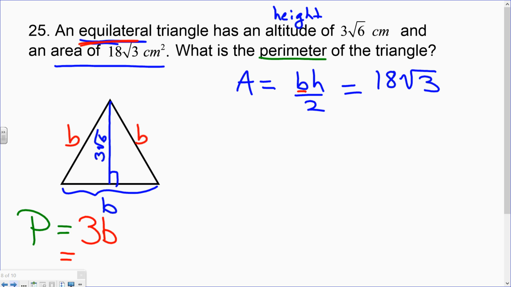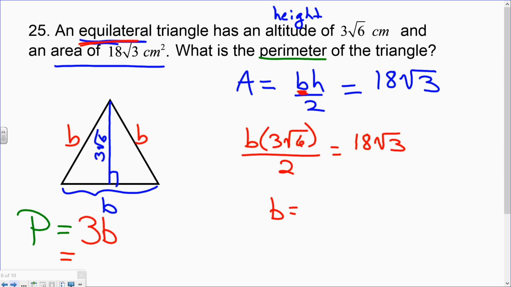And if I come over here, this is the one I need. But I know that H is 3 root 6. So I can say B times 3 root 6 over 2 is 18 root 3. So I only have one variable in there, so I need to get B by itself. Kind of like what we saw in the last one, we want to get rid of that 3 root 6 over 2. So multiply both sides by the reciprocal. Let's multiply both sides by 2 over 3 root 6.